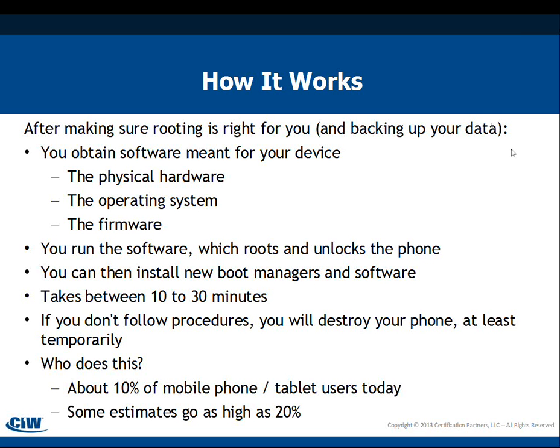But let's talk about how it works first. First of all, you obtain software meant for your device. This means you have to understand your phone very carefully, because the software that you use to jailbreak or root your phone has to be extremely specific to the physical hardware of the device you have. So grab out your phone right now and look at it. The software that you download from the rooting and jailbreaking sites has to fit your hardware to a T.